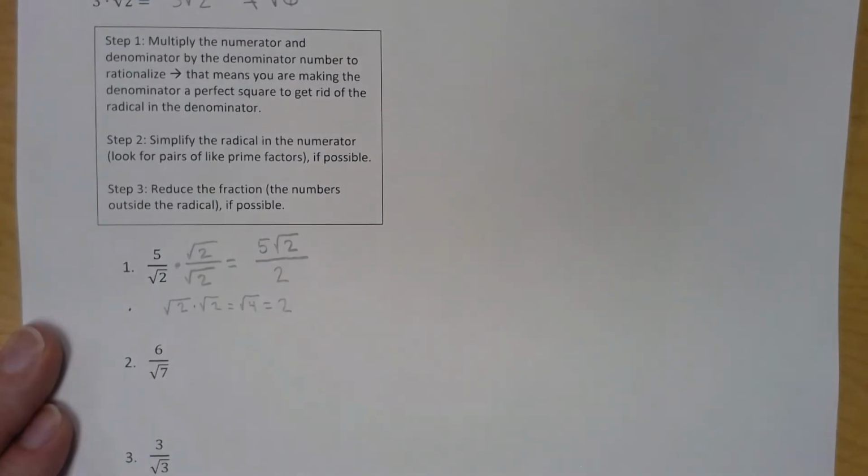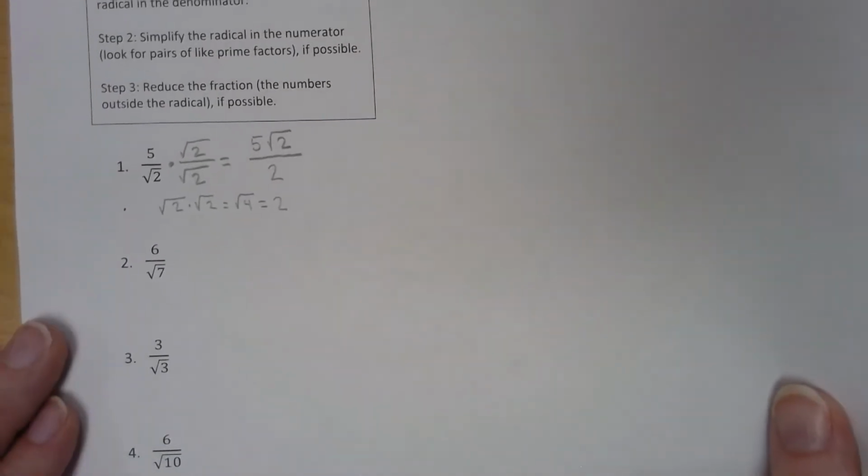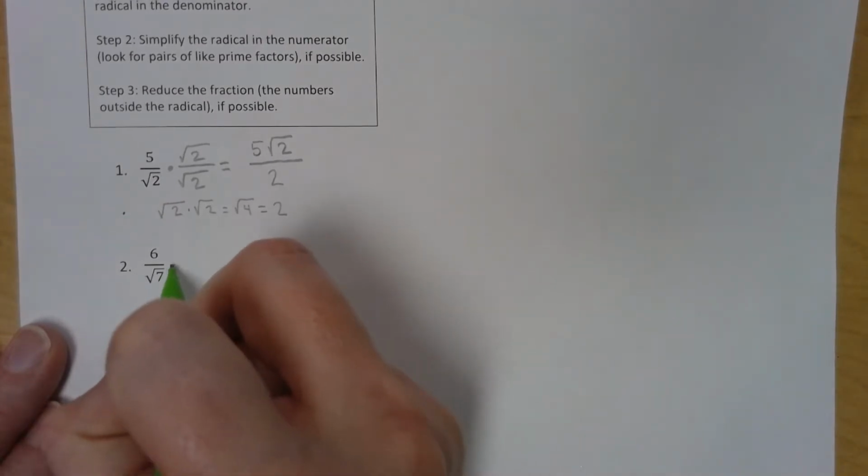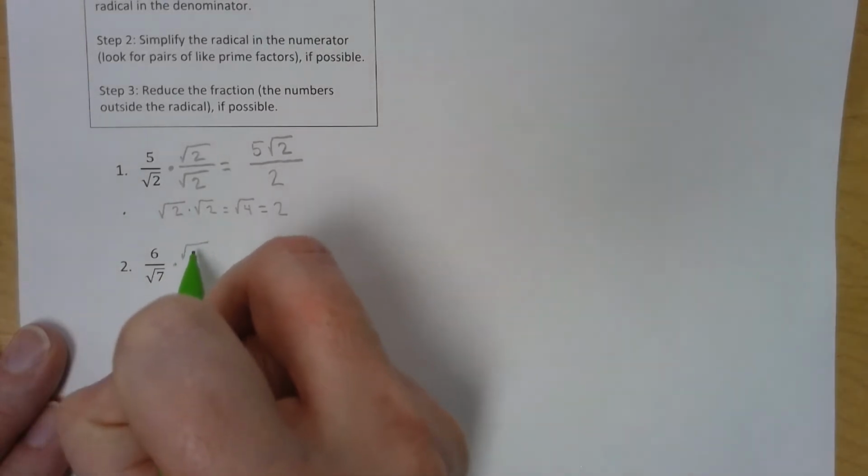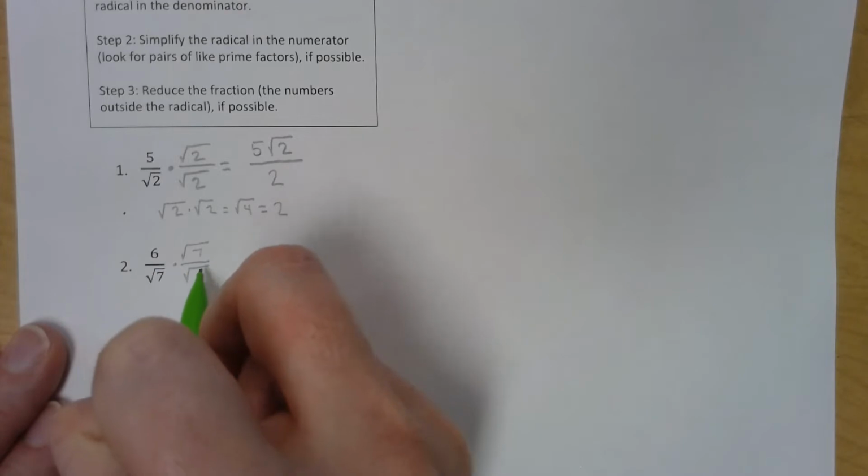Go ahead and pause the video and try number 2 on your own. Let's work number 2. First step is to multiply the numerator and the denominator by that denominator.